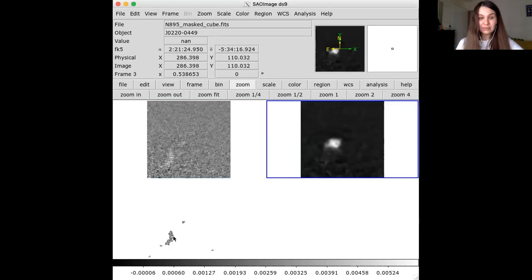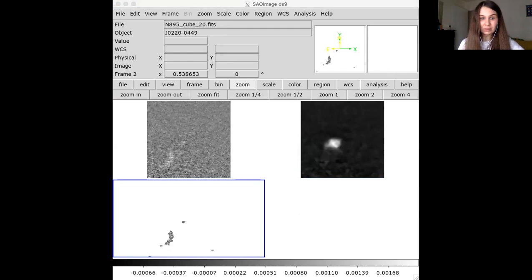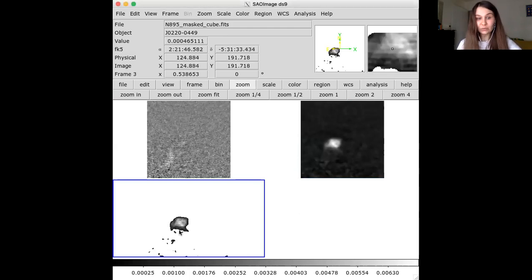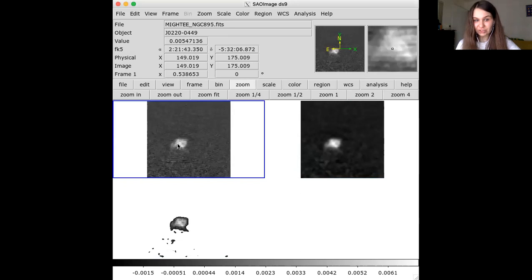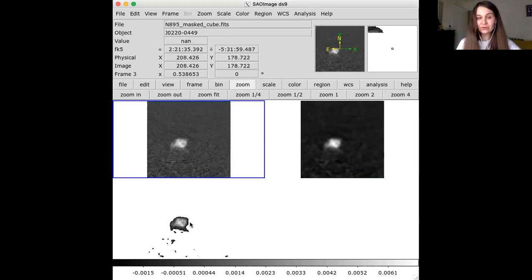We can go here, the center of emission. And here again, we see only emission. It is the size of the emission of the smooth cube, but it is at the resolution of the original cube. And this is very important. So you can keep your low column density emission. It is larger, but it is at the original resolution. So this is what we call masking.